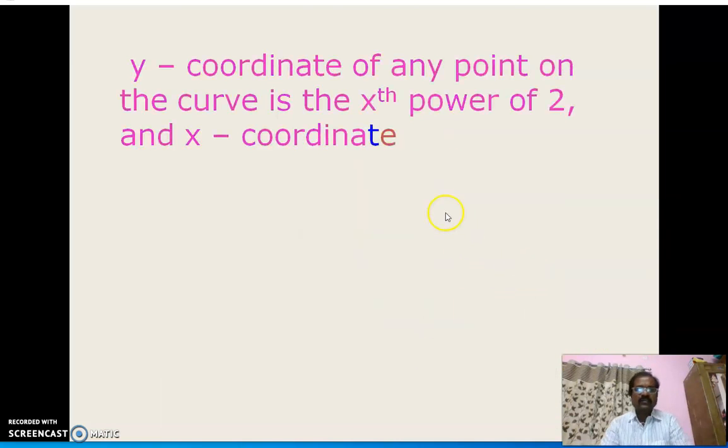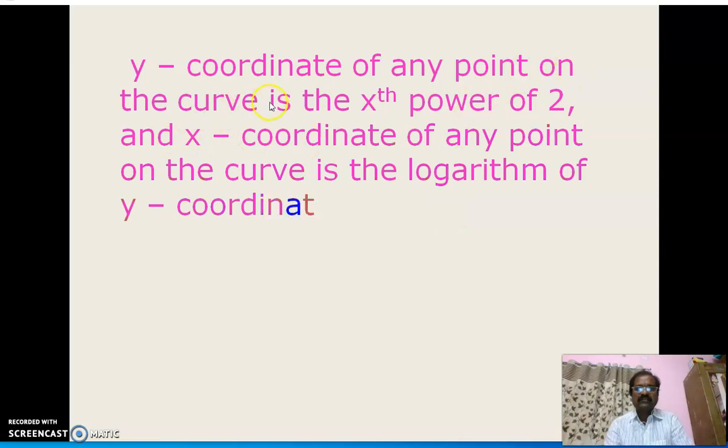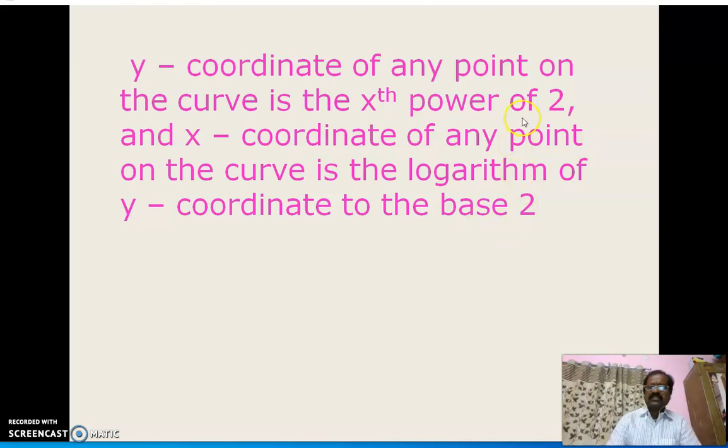The y coordinate of any point on the curve is 2 to the power of x, and the x coordinate of any point on the curve is the logarithm of y. That means 2 to the power of x is equal to y, and log y to the base 2 is equal to x.